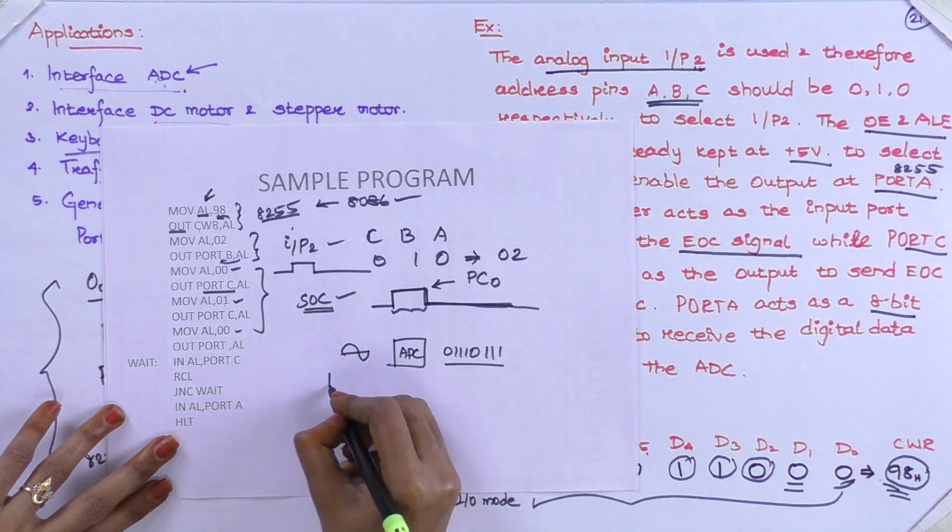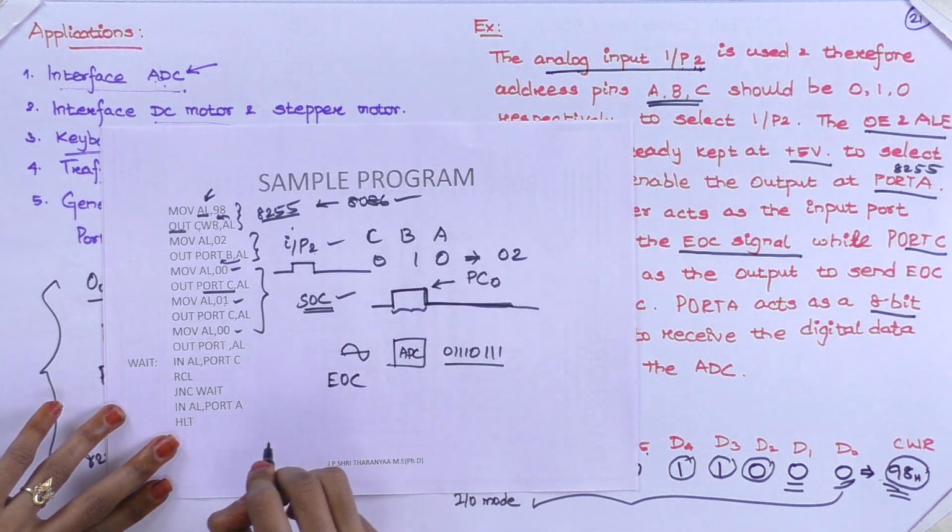Once the conversion is done, you are supposed to issue the end of conversion, right? Immediately after the start of conversion is given, your analog to digital converter will proceed with the conversion. Once it has converted the analog data into 8-bit digital data, the conversion is over. So the converter should signal that the conversion is over and you can get the data from the device. That is signaled by using the end of conversion.